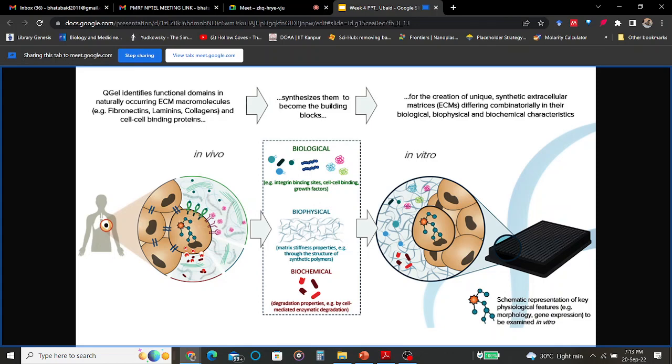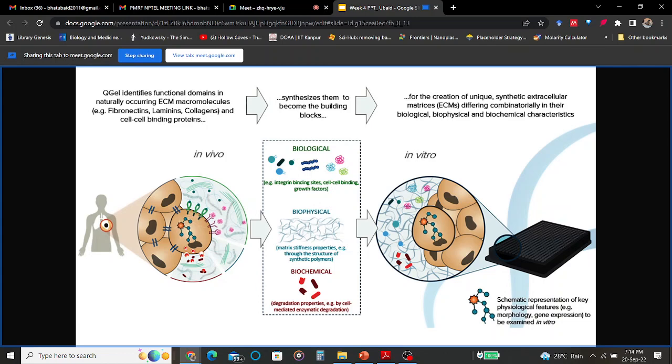But there are some limitations of natural extracellular matrix, like every time we have to extract it from the natural source. So there is a need to develop synthetic extracellular molecules, which are the building blocks of the extracellular matrix. So there is a need to develop the synthetic components of these. For creation of the unique synthetic extracellular matrix, or ECM, different types of materials have been used for their synthesis. Like I have said earlier, poly-L-lactic acid is one of the components.